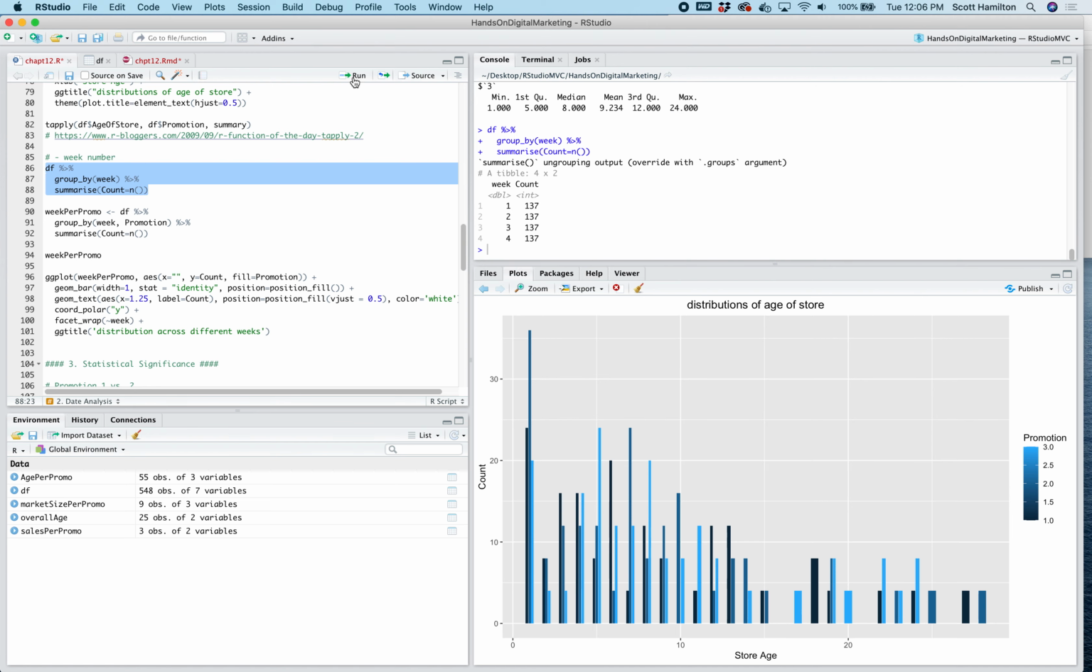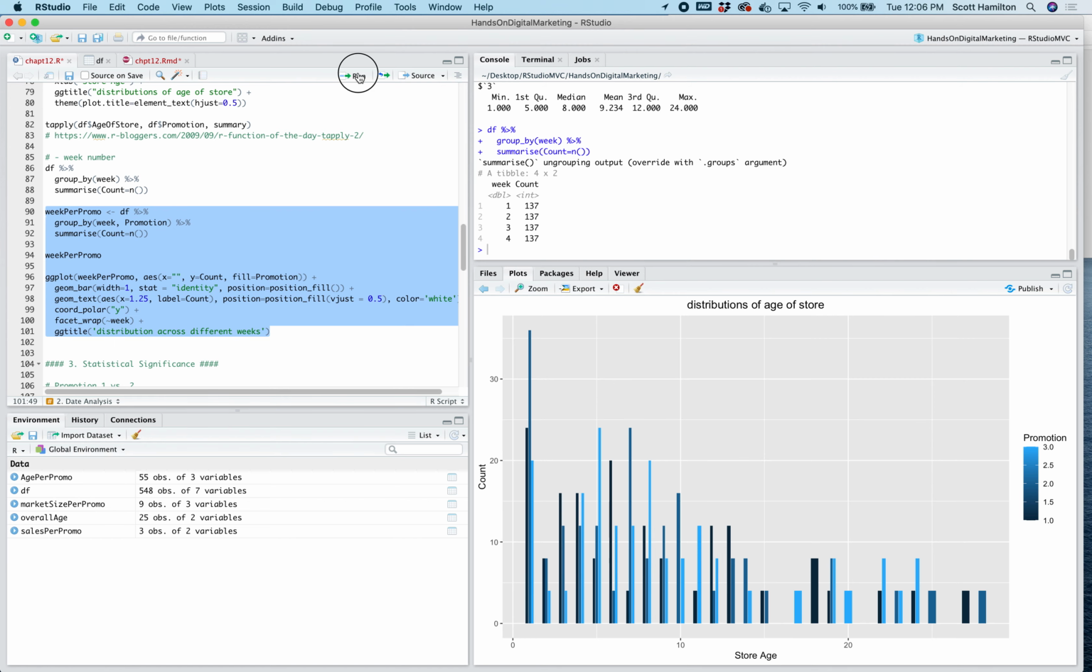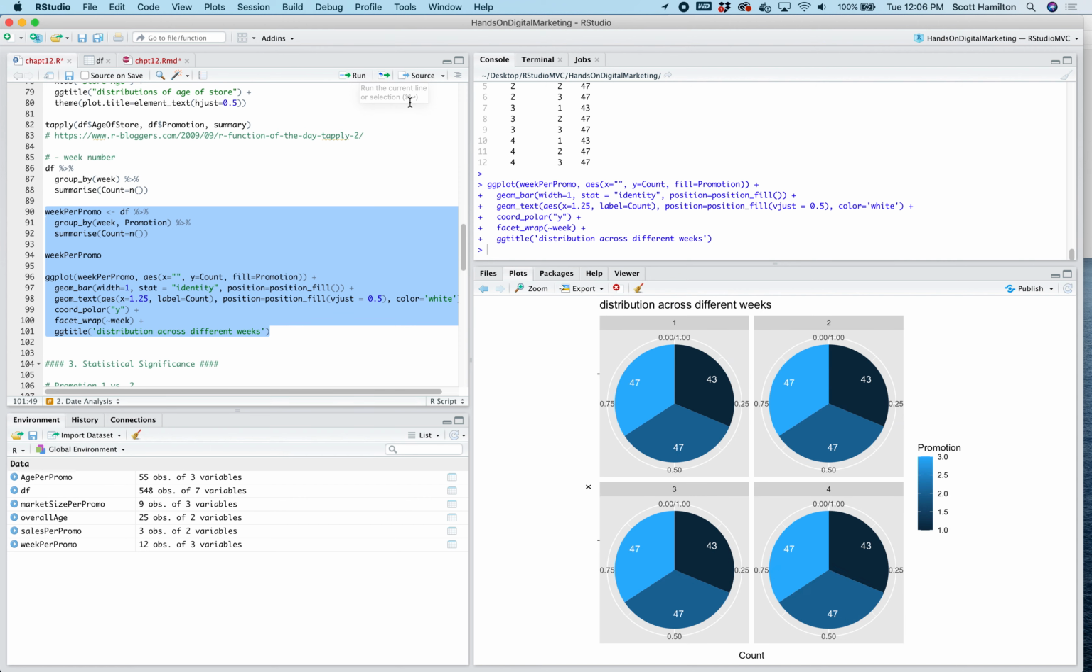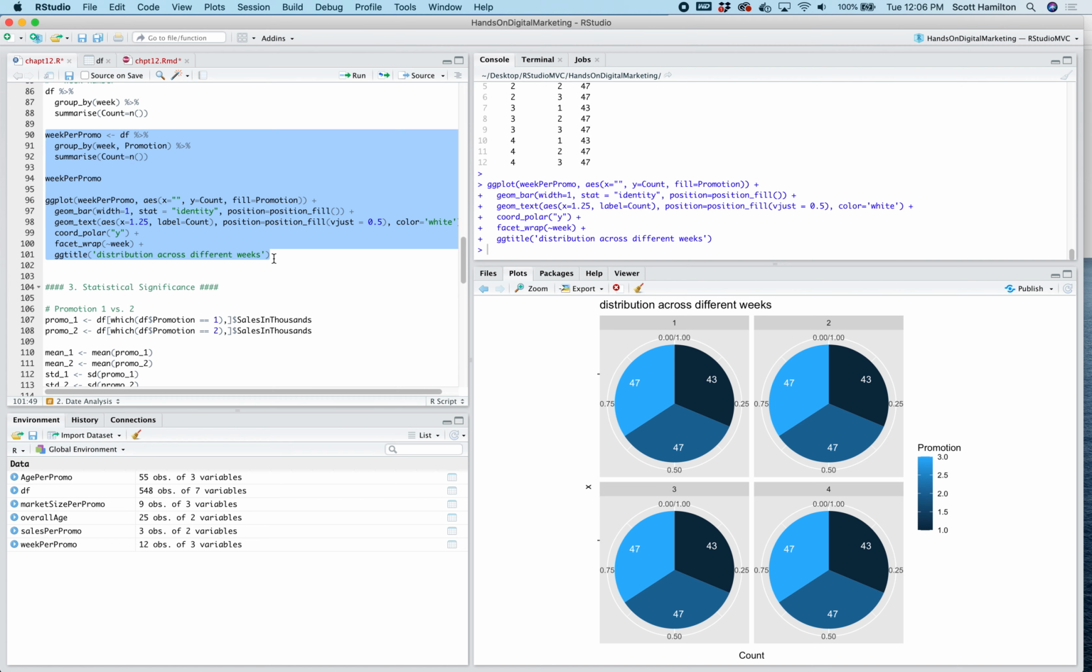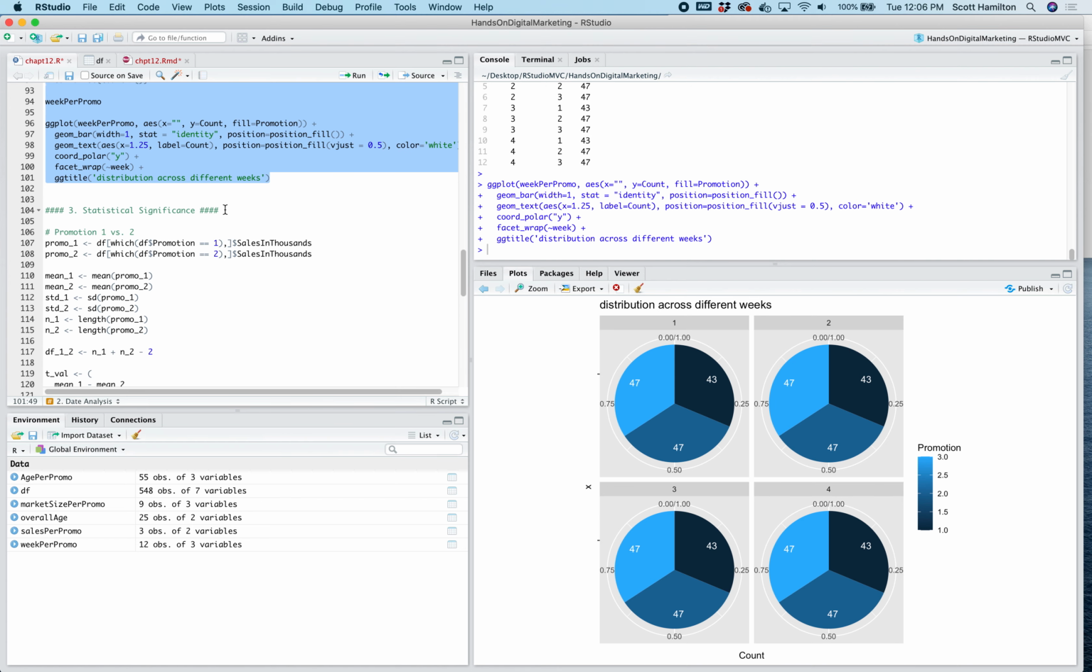Alright, and I don't think that he has this one in later books, but he's got it in the text here, so I'll just run through and kind of show you by weeks of promo. And this is broken down mostly evenly, as you can kind of see there. They've ran these promos about the same amount of time.